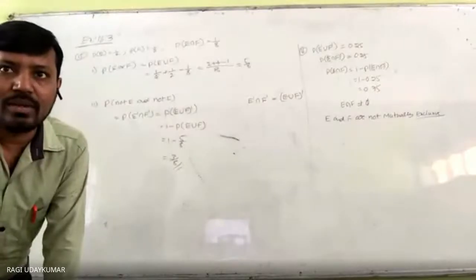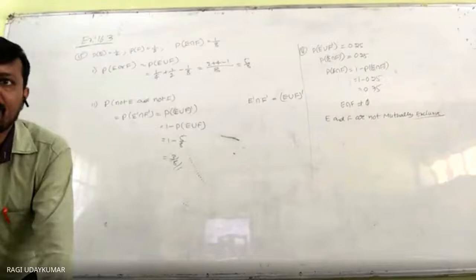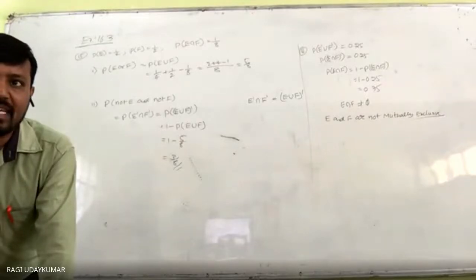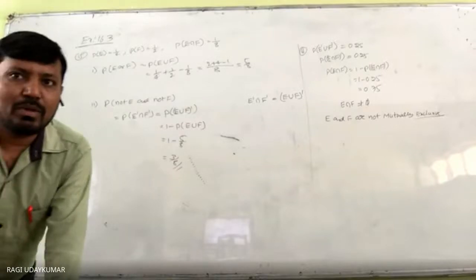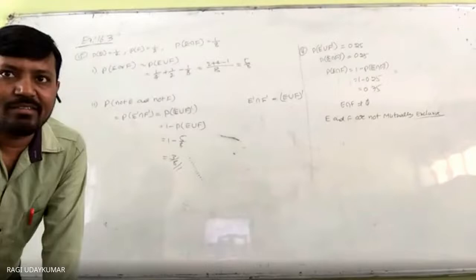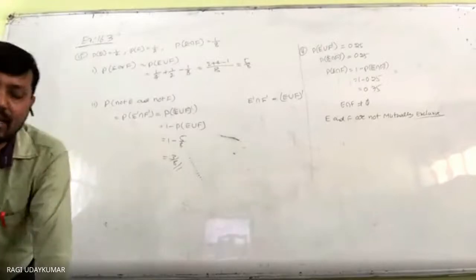And the 17th question: A and B are the two events. Probability of A is given, probability of B is given, probability of A and B is given, and you need probability of not A, probability of not B, and probability of A or B. It's a simple question that you can do, not very difficult. In the 18th one also, it looks like a different question to you, but you need to read it.